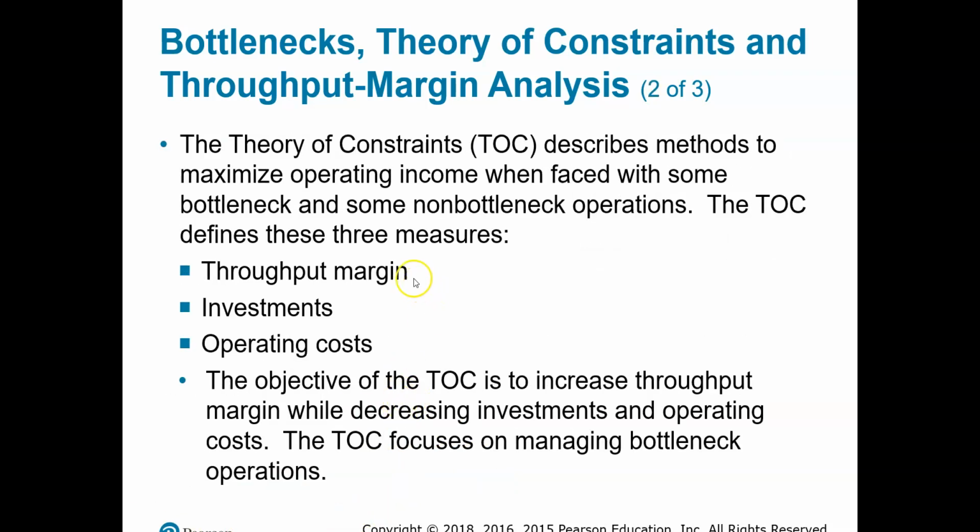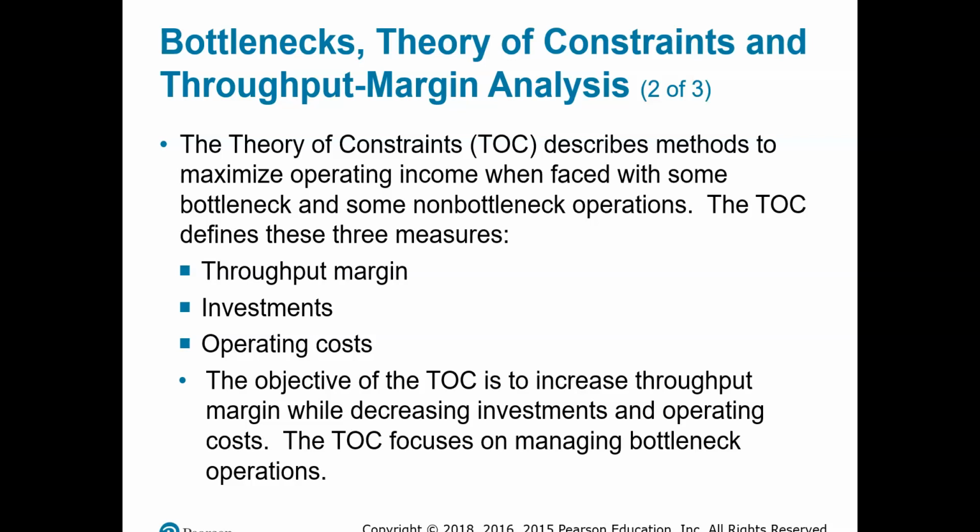Now, the theory of constraints describes methods to maximize operating income when we're faced with bottleneck and non-bottleneck operations. The theory of constraints defines three measures, as you see in the book. Throughput margin is simply revenues minus the direct materials cost of goods sold.